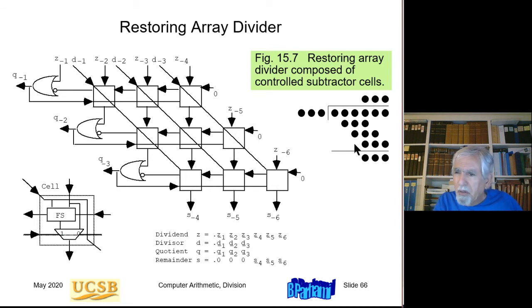Okay, so after 3 rows, which correspond to these 3 subtractions, I have the remainder, which is here, with 3 zeros attached in front of it. And I have the quotient, the 3 digits, 3 bits actually, of the quotient. Okay, so this is known as the restoring array divider because we use this multiplexer to restore the partial remainder to the correct value if the trial subtraction result goes negative.